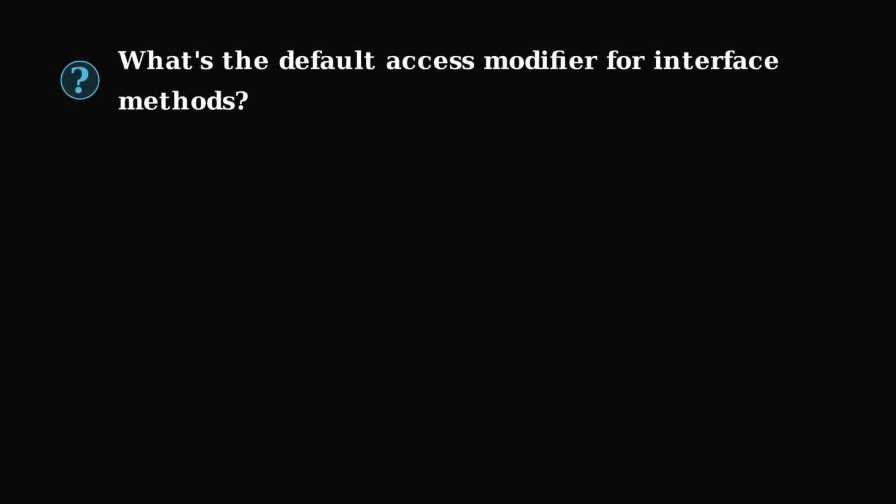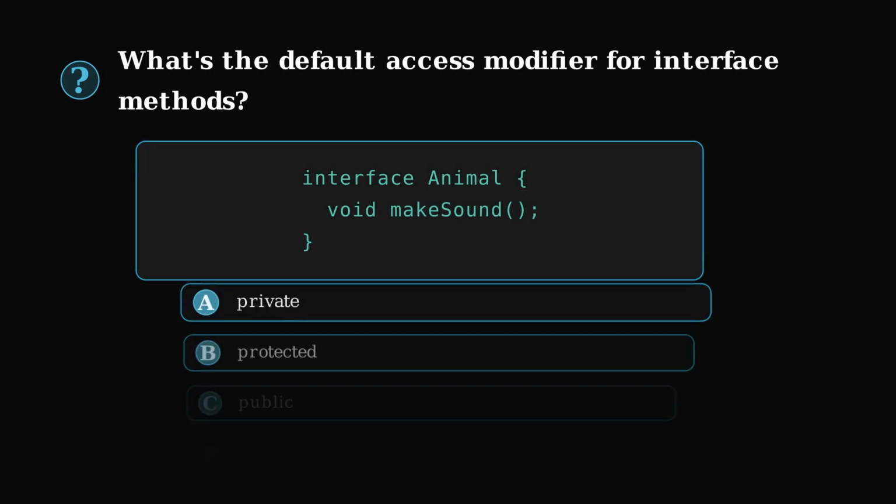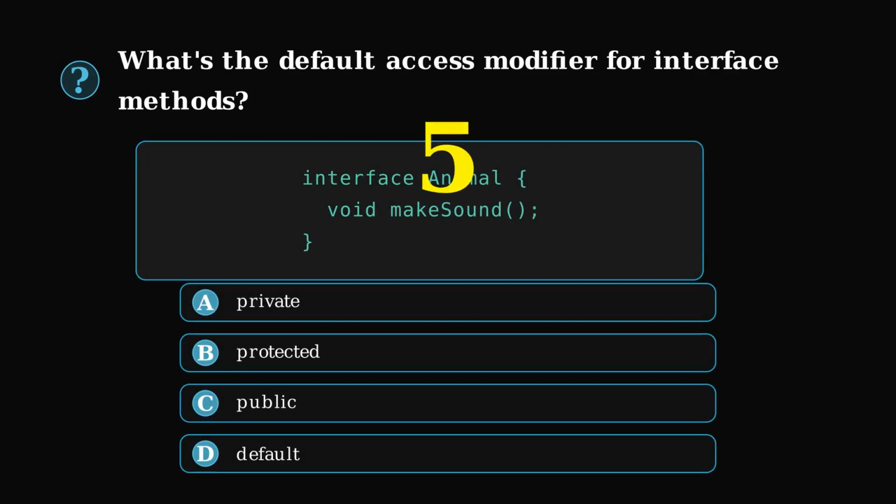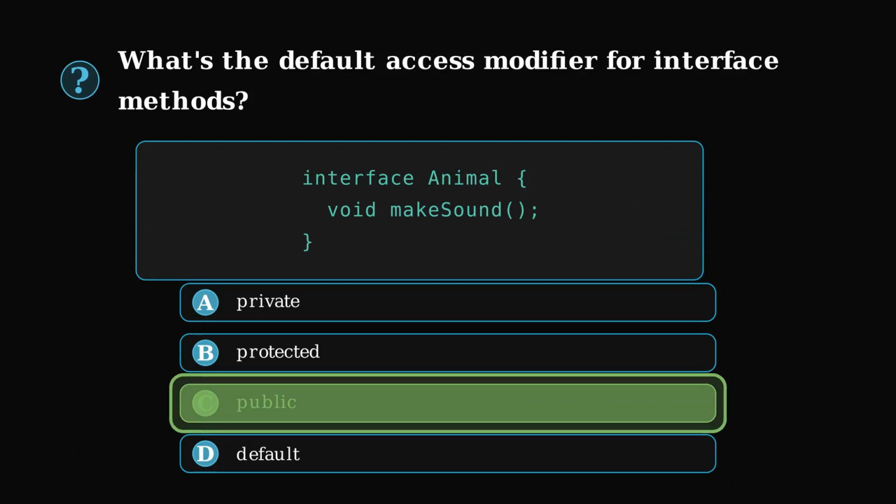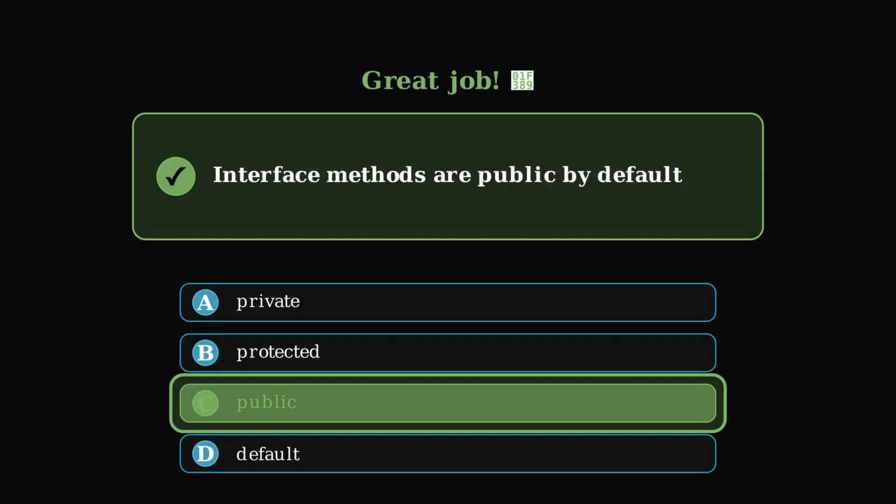What's the default access modifier for interface methods? Which one is correct? The correct answer is interface methods are public by default.